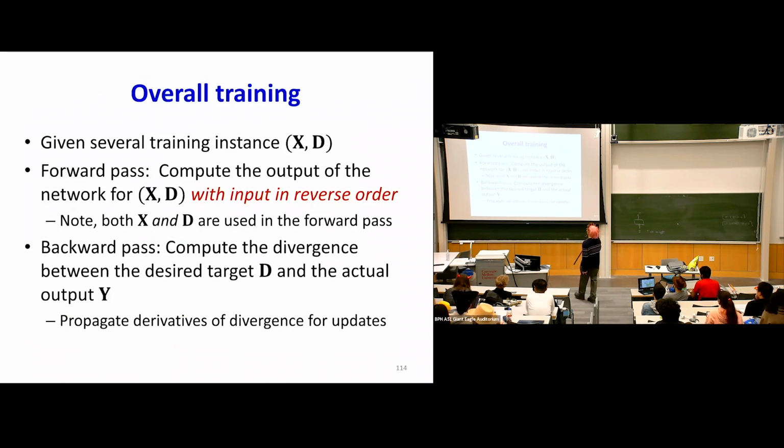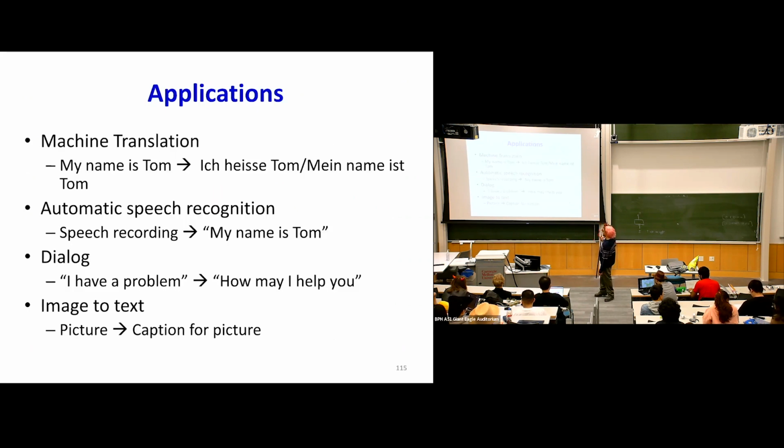So overall training, given several training instances, forward pass: compute the output of the network with the input in reverse order. Backward pass: compute the divergence and propagate derivatives. So this thing works really nicely.